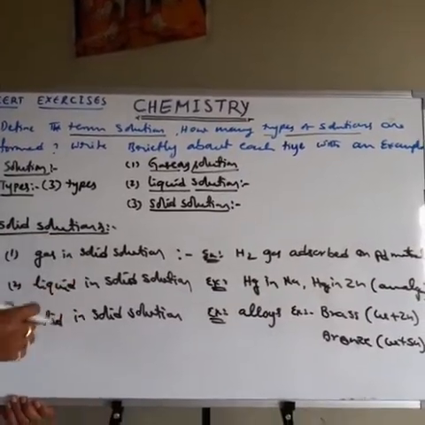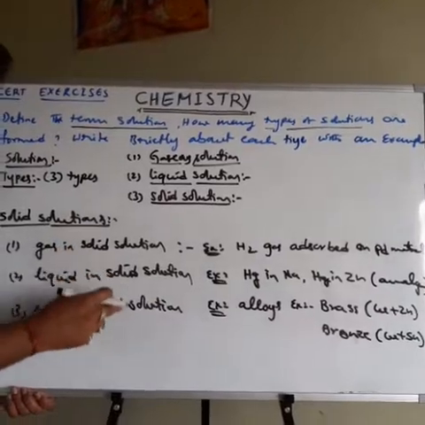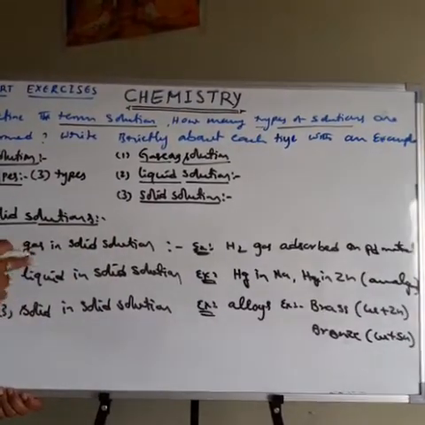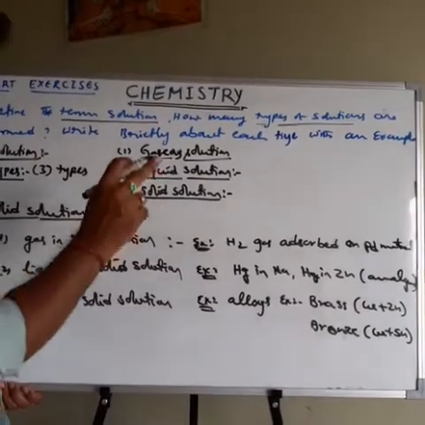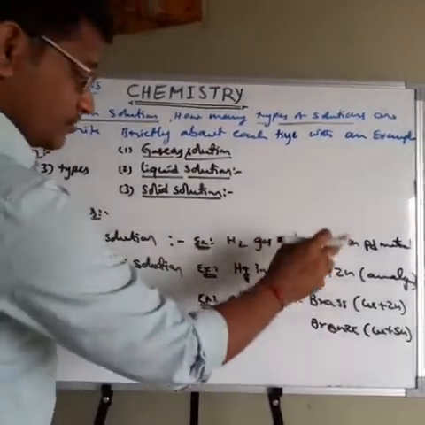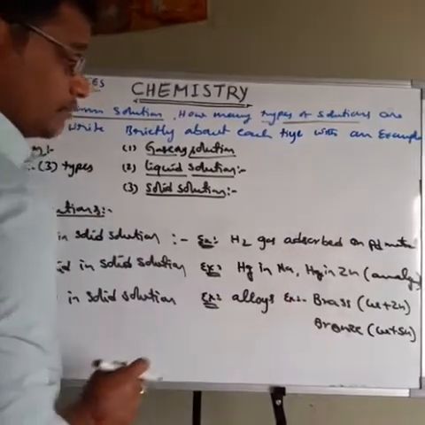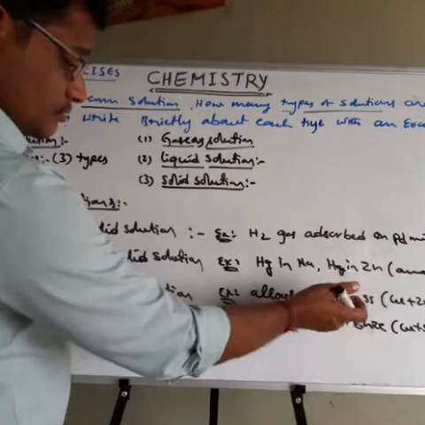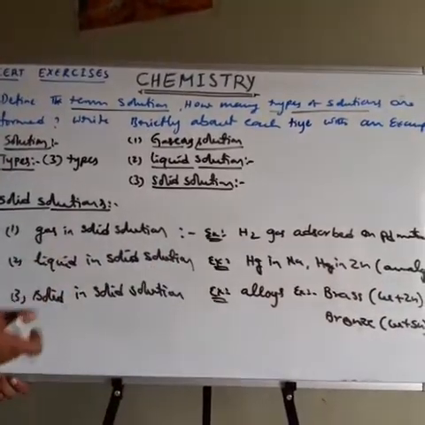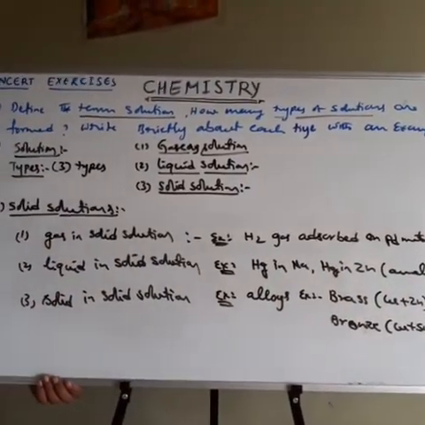So in these three types, solid is the solvent. The solute may be gas or liquid or solid, but the solvent is common, that is solid. Hydrogen absorbed on palladium, mercury in sodium or zinc metal, alloys, mixed metals. So these are examples for this. So this is about question number 1. Next, question number 2.